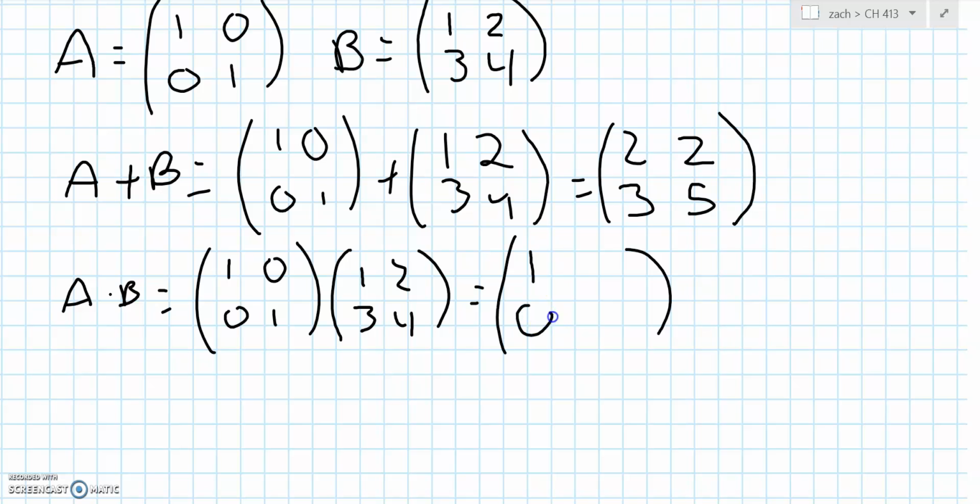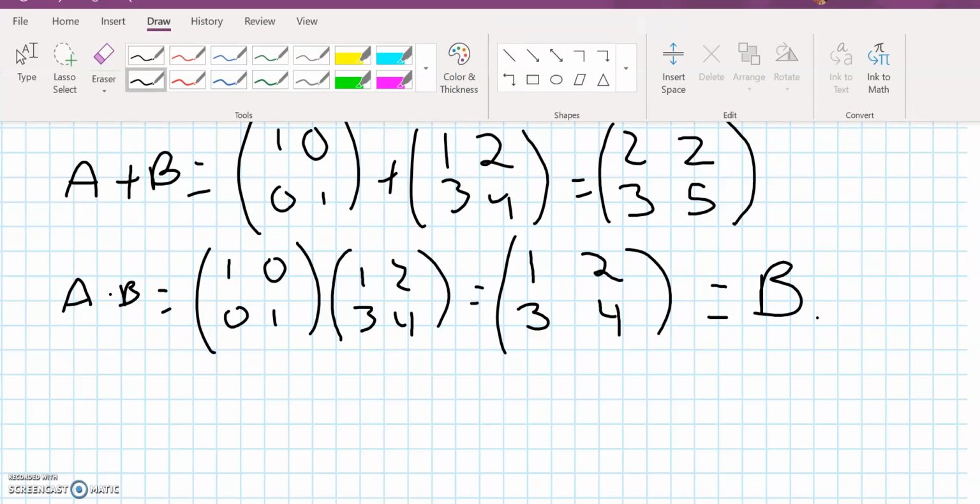Now for the next spot, it's going to be this row times this column. So it's 0 times 1 and 1 times 3, so we get 3. And then for the next one, it's going to be the first row times the second column. 1 times 2, 0 times 4 gives us 2. And finally, the last spot gives us 4. And notice that this is B.